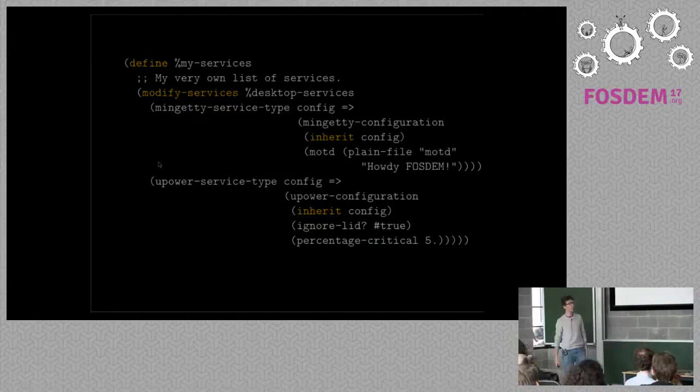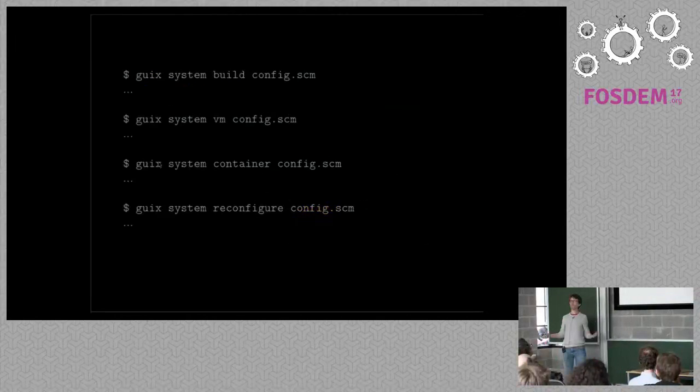So what do we do with this configuration? Well, we have a bunch of commands. We have the guix system command, which is a central dispatch kind of command for GuixSD. Essentially, we always provide one of those configuration files, and then we can do a bunch of things with them. So first thing is we can build the system.